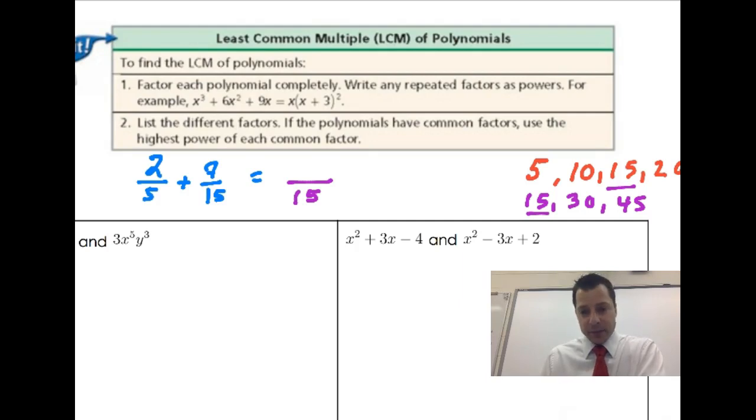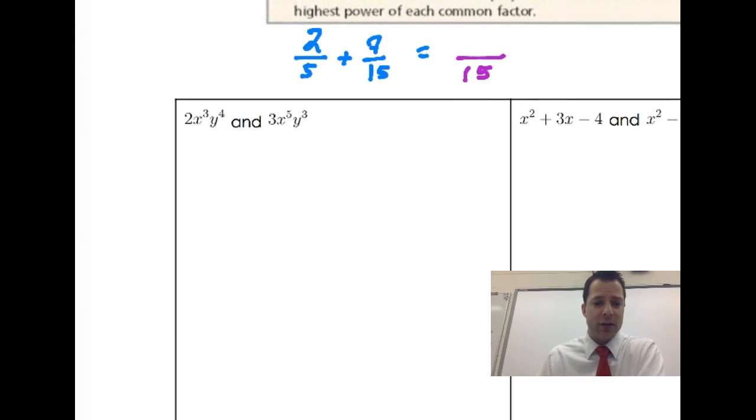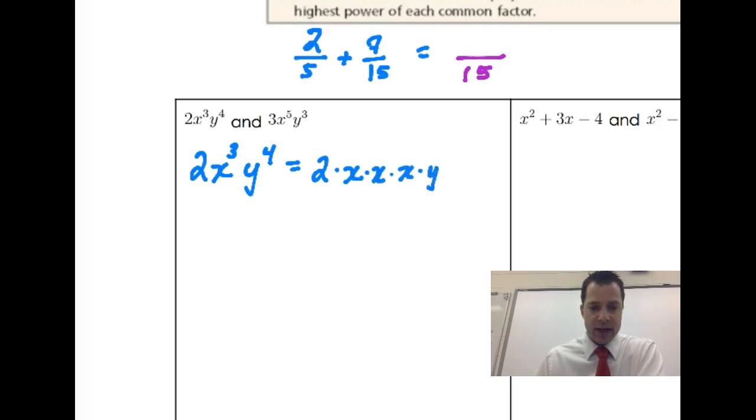Factors are numbers that are being multiplied. So let's look at 2x cubed y to the 4th, and 3x to the 5th y cubed. You're going to break this down, and it's not pretty. So you have 2x cubed y to the 4th. Let's break that down. That's just 2 times x times x times x times y times y times y times y. There it is, broken down.